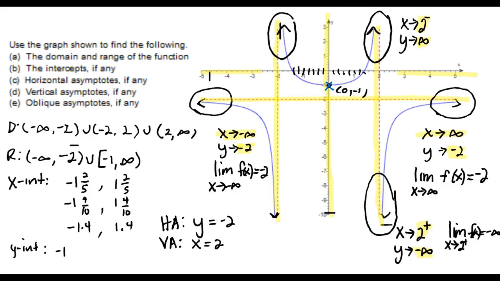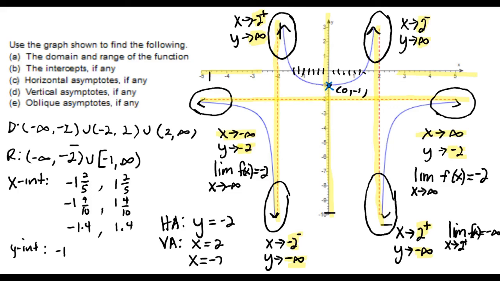So let's look a little bit closer. On this piece of the graph, x is approaching negative 2 from above, and our y is approaching infinity. On this piece of the graph, our x is approaching negative 2 from below, and our y is approaching negative infinity. And once again, that is the definition of a vertical asymptote. X is approaching a specific number, and our y is either approaching infinity or negative infinity. And so this graph is showing a vertical asymptote at x equals negative 2.